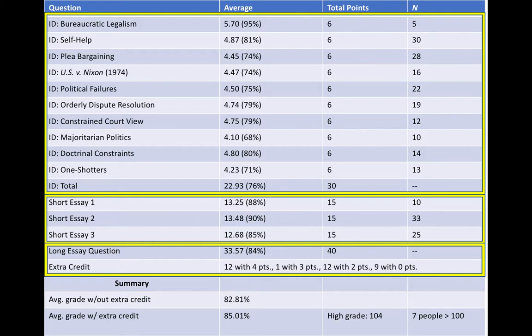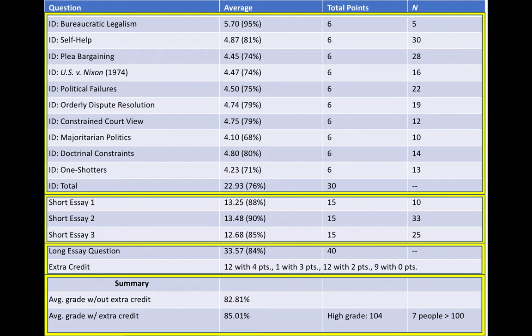So the average grade for the midterm without extra credit was an 82.81%. And once we factored in extra credit, which again was worth up to 4 points, the average grade jumped to an 85.01. The high grade for the class was actually the highest possible grade on the exam, which was 104, which one person got. And then one of the things that I was really impressed about is when you factored in the extra credit, actually 7 people in our class, which is almost 25% of the course, earned grades over 100, which was pretty amazing.